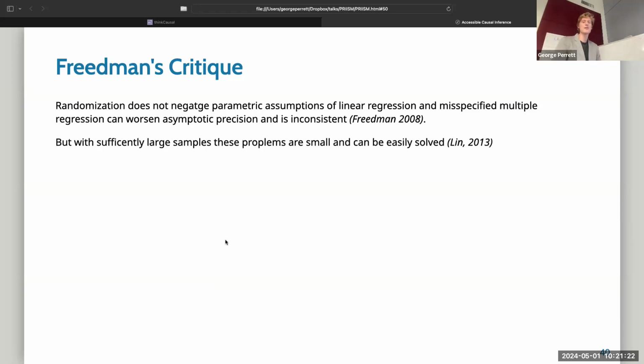There have been some responses, notably Winston Lin in 2013, that with sufficiently large sample sizes, these problems are small and can easily be solved. So generally speaking, the advice is that using linear regression to regress out some of the variation is okay, even if those parametric assumptions aren't fully satisfied.